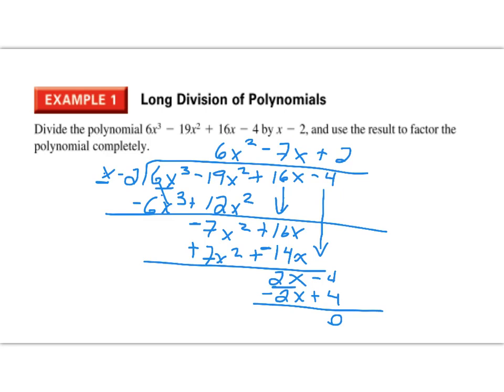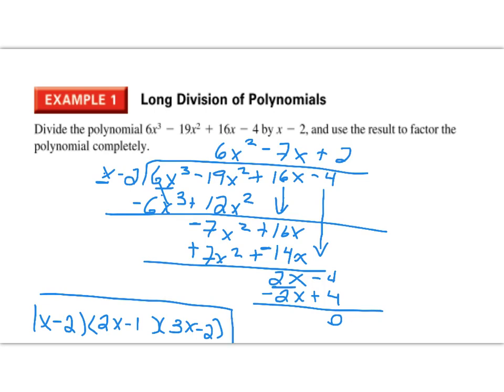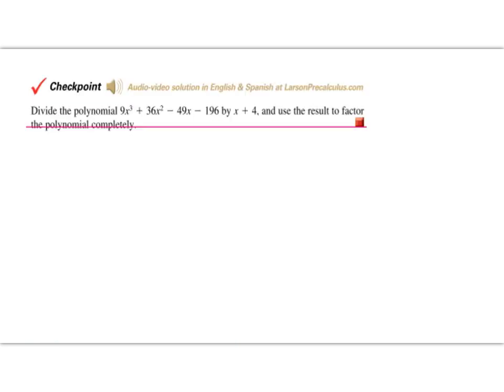And now you can factor it all the way. So you've got x minus 2 is what you factored out. And when you factor 6x squared minus 7x plus 2, you get 2x minus 1 and 3x minus 2. That's the whole point of using the long division or synthetic, is to get it down to linear factors. Each of these has a degree of 1. All right, go ahead and give this a go and pause, and I'll put the answer up.